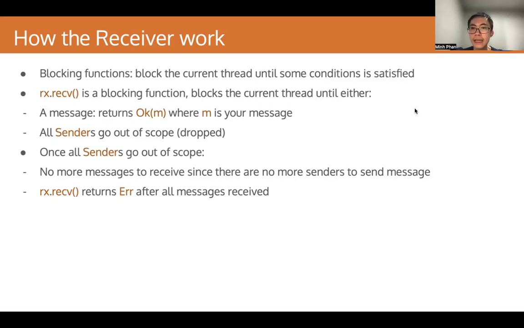The second case is if all senders go out of scope. That means they are dropped. What happens here is that once all senders go out of scope, the receiver will receive no more messages since there are no more senders to send the messages. And the function receiver.recv will return an error, as opposed to Ok when there are still senders. So the function recv will return an error after all messages have been received.